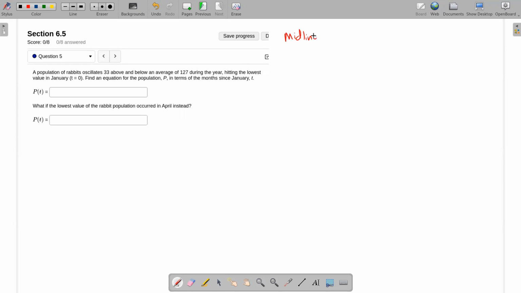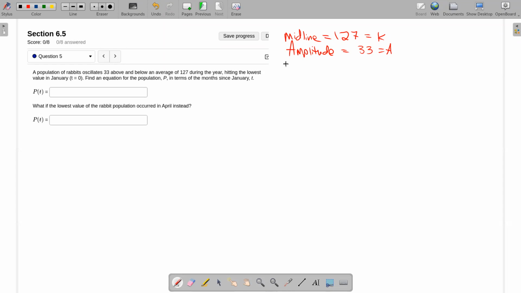So the midline is 127. That's what we call our value K in the formula. And it doesn't say whether to use sine or cosine, we get to pick. So we'll wait a minute to pick. Oscillates 33 above and below. Oh, above and below, that's our amplitude. Okay, we usually call that A. Let's see, during the year, it oscillates between those two.